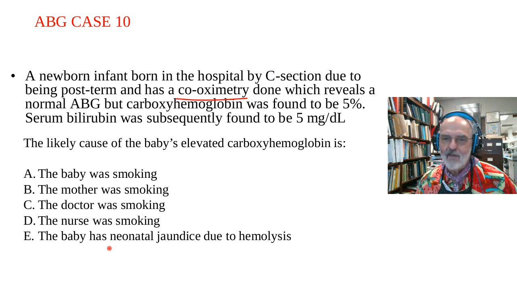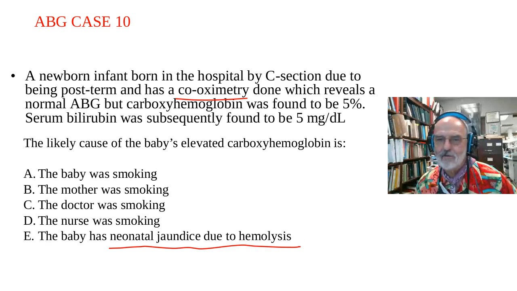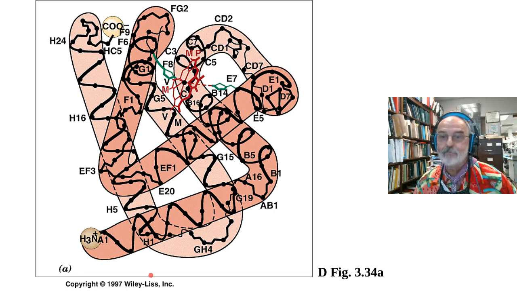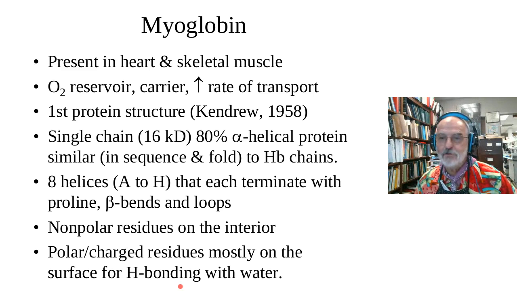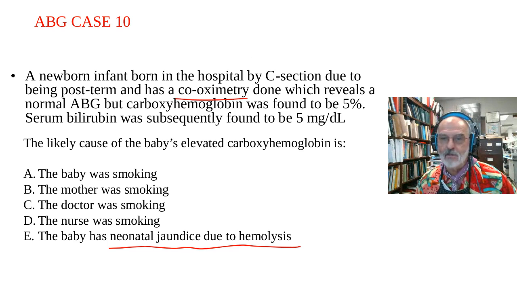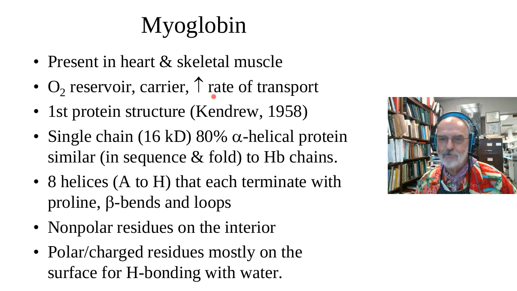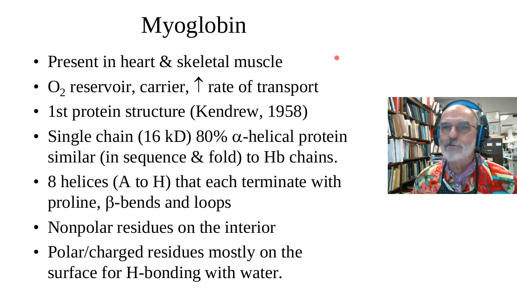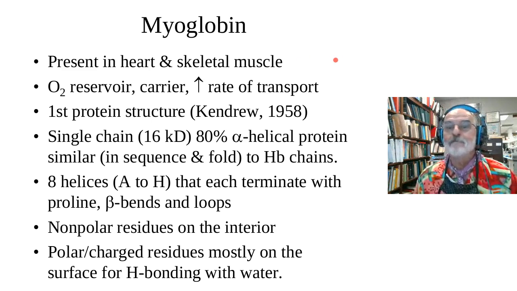And obviously this child has neonatal jaundice because of their early birth, okay? And this is a technique that is used in children or adults to pick this up, okay? Notice all the other choices were smoking. They also contribute to this because they produce some cyanide.